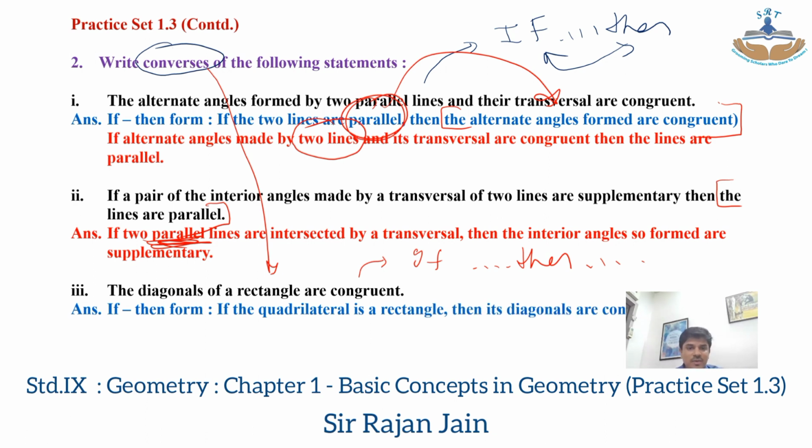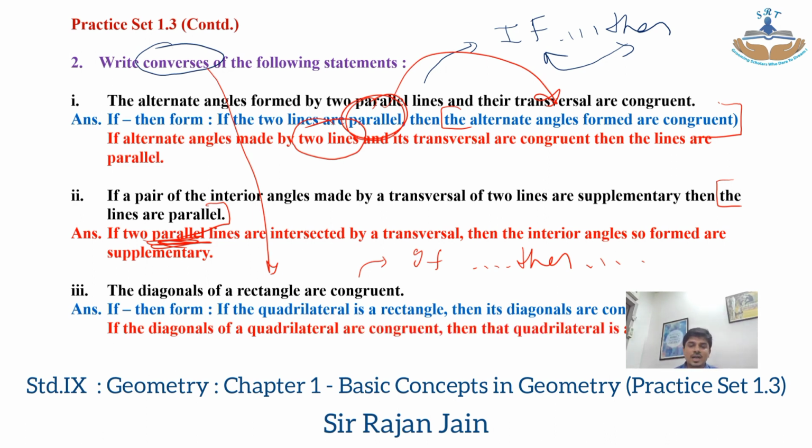Look, this is the if-then form. What is written in blue, you don't have to write compulsorily. What is written in red, this is your final answer. If the diagonals of a quadrilateral are congruent, then the quadrilateral is a rectangle. A part of the text has gone behind my image, but that is what I'm orally speaking also.